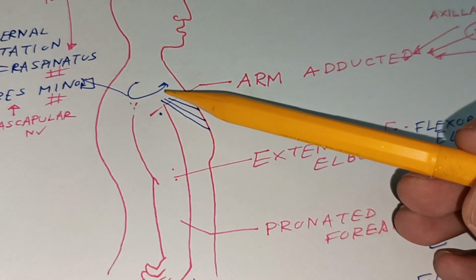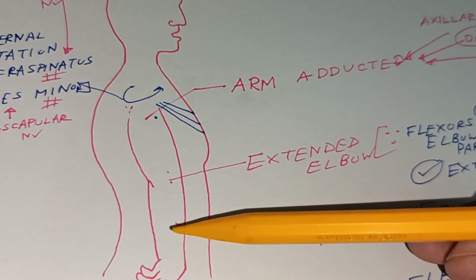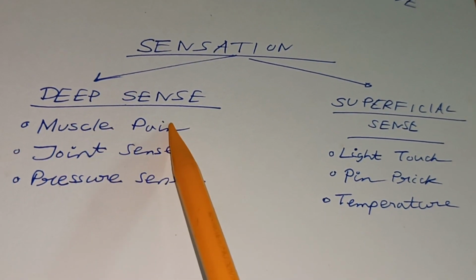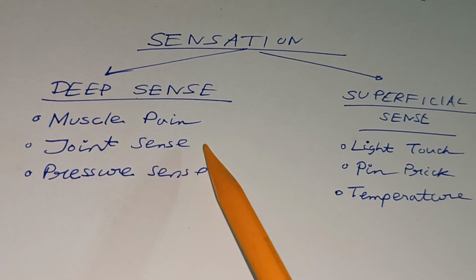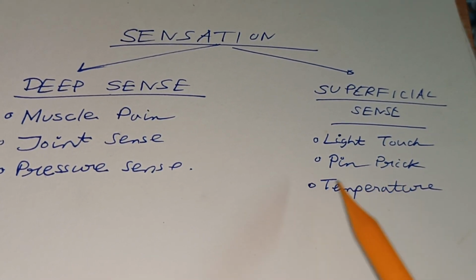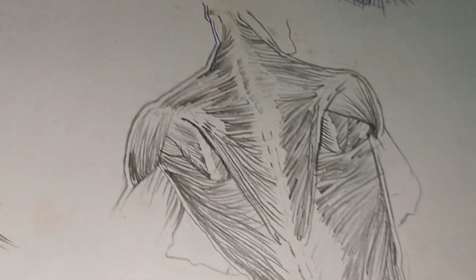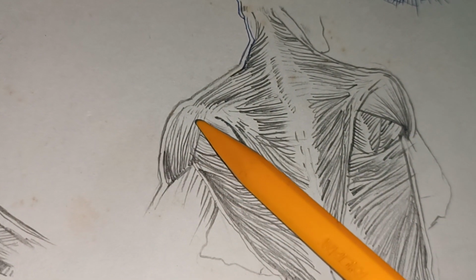Now, there will also be some sensory loss associated. The areas affected are the lateral side of the arm and the forearm. And the sensations affected are the deep sense and superficial sense. Deep sense means the patient won't be able to feel any muscle pain, joint sense and pressure sense. And by superficial sense, the patient won't be able to feel any light touch, pain, pin prick and any temperature change. And there will also be loss of the rounded corner of the shoulder due to atrophy of the deltoid muscle.